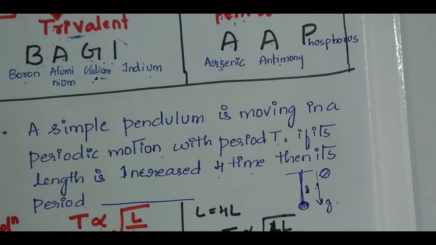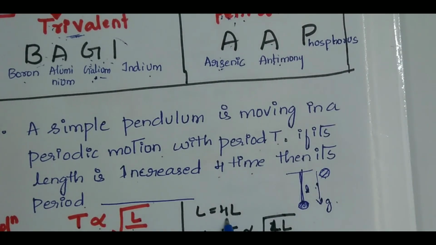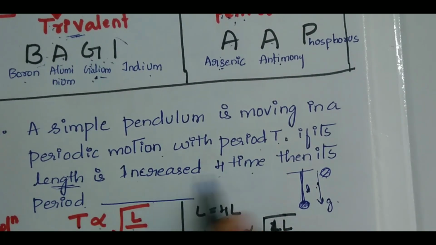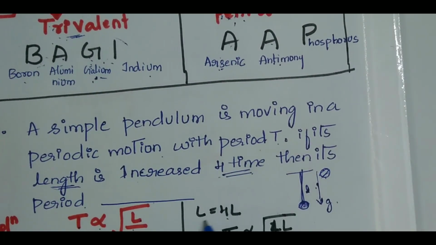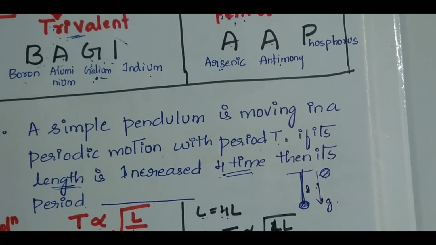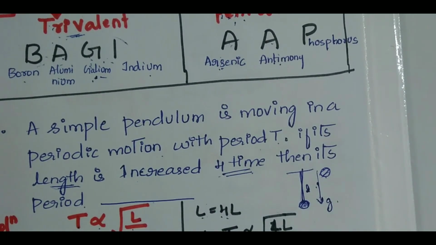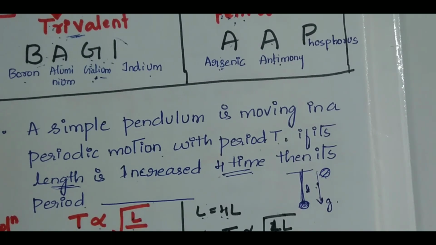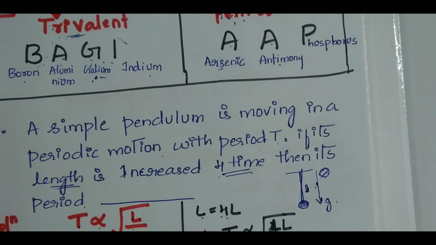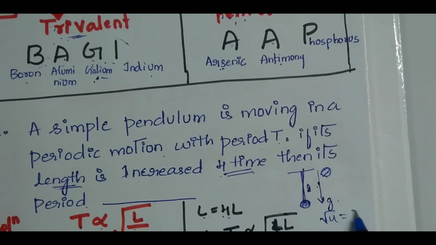If you square on both sides, what you will get is T squared is proportional to L by g. Now since they have said the length is increased by 4 times, then L becomes 4L. If you substitute here, T is proportional to, in place of L, 4L divided by g. So what will you get? Since root 4 will be equal to 2, right?